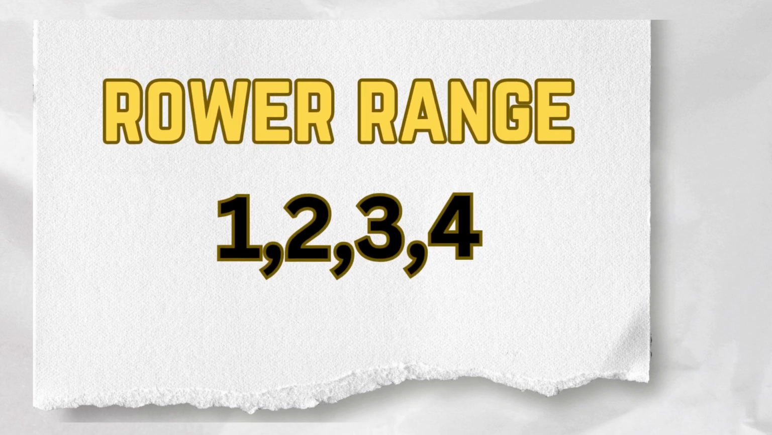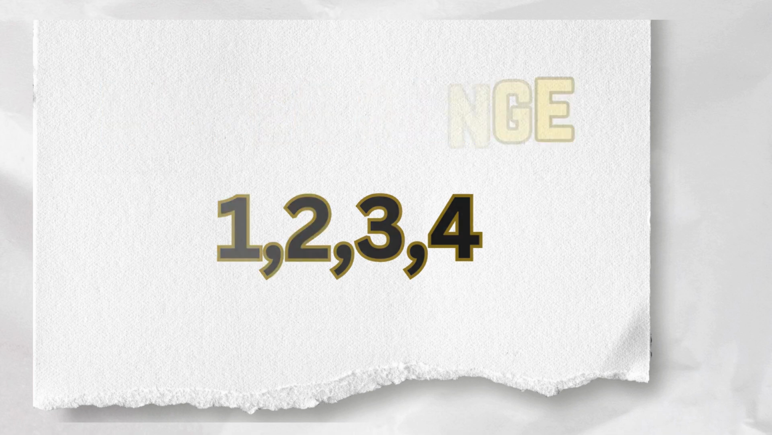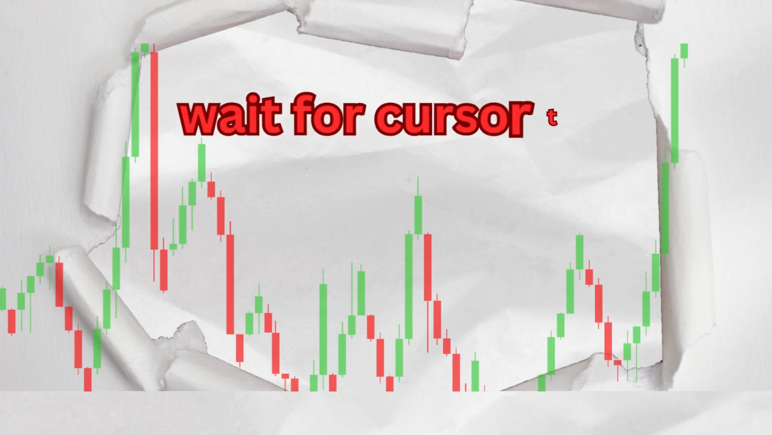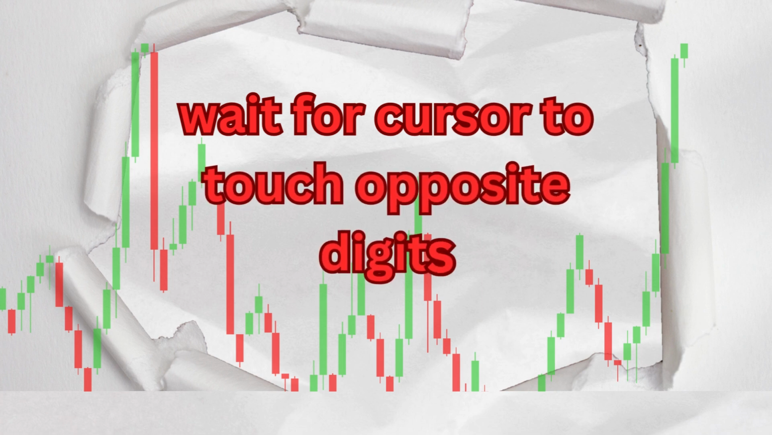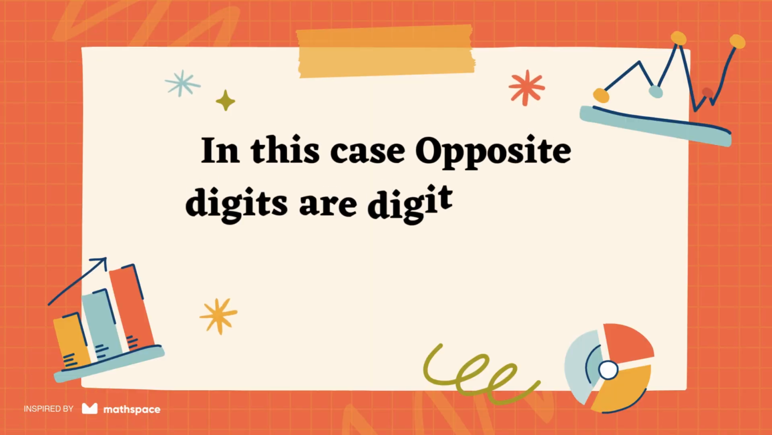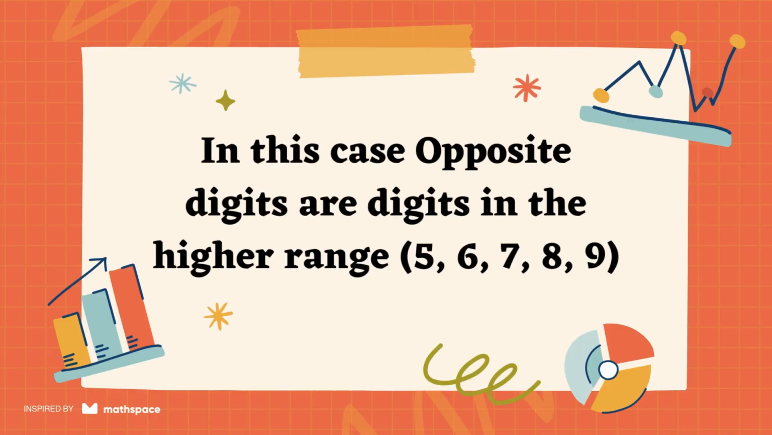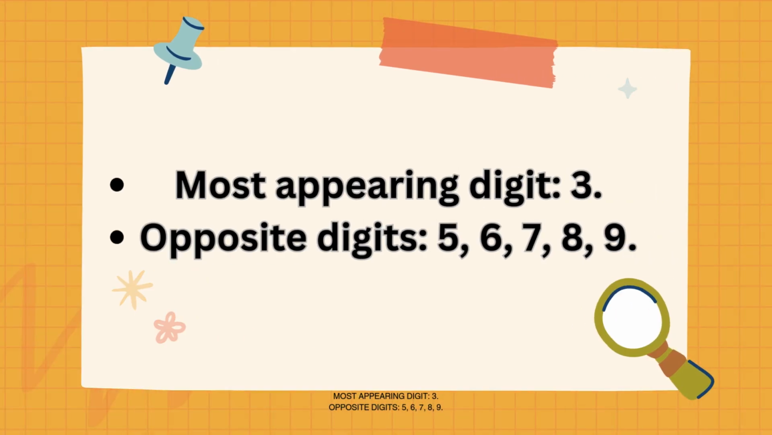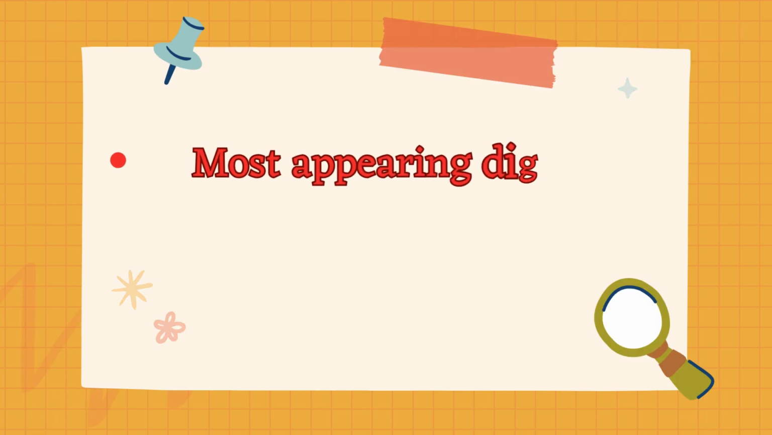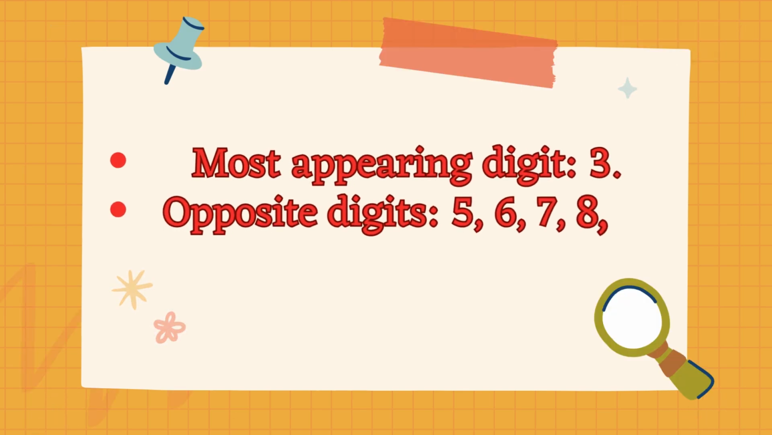So if the digit is in the lower range, for the lower range we have 1, 2, 3, and 4. For the entry point, we have to wait for the cursor to touch opposite digits. For the higher range digits, we have 5, 6, 7, and 8. So, for example, let's say the most appearing digit is digit 3. For the opposite digits, we have 5, 6, 7, 8, and 9.